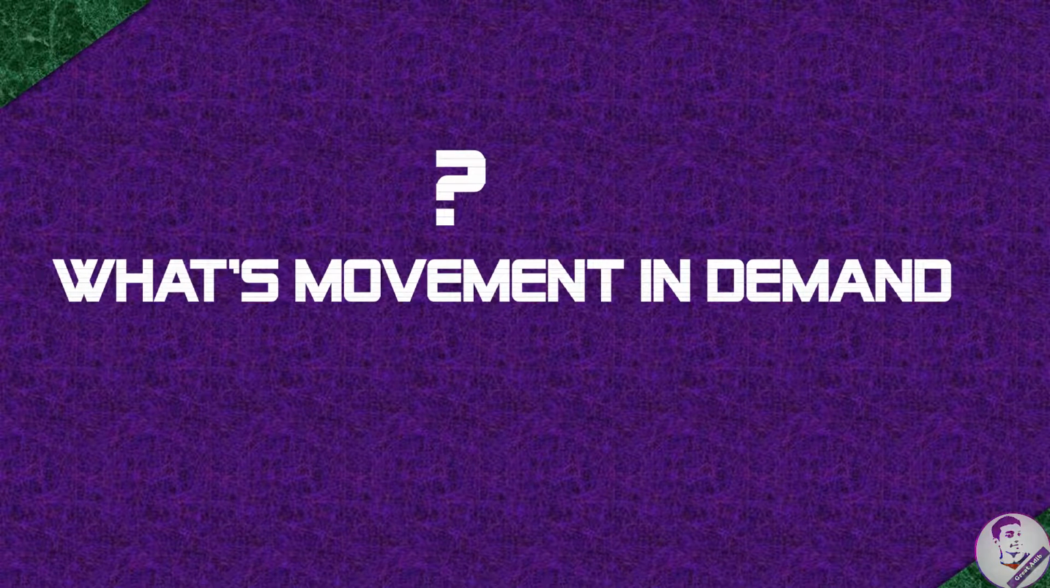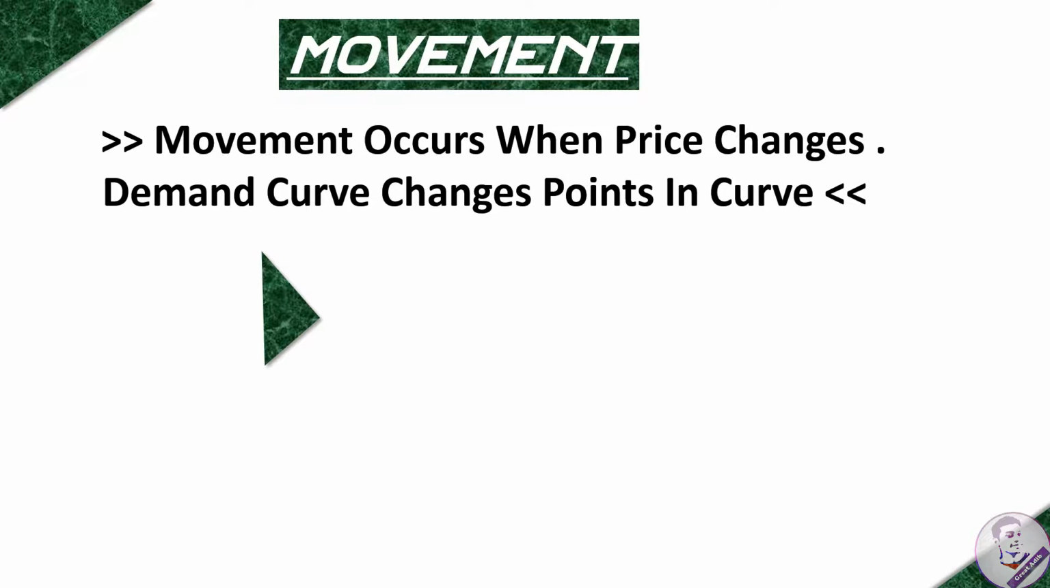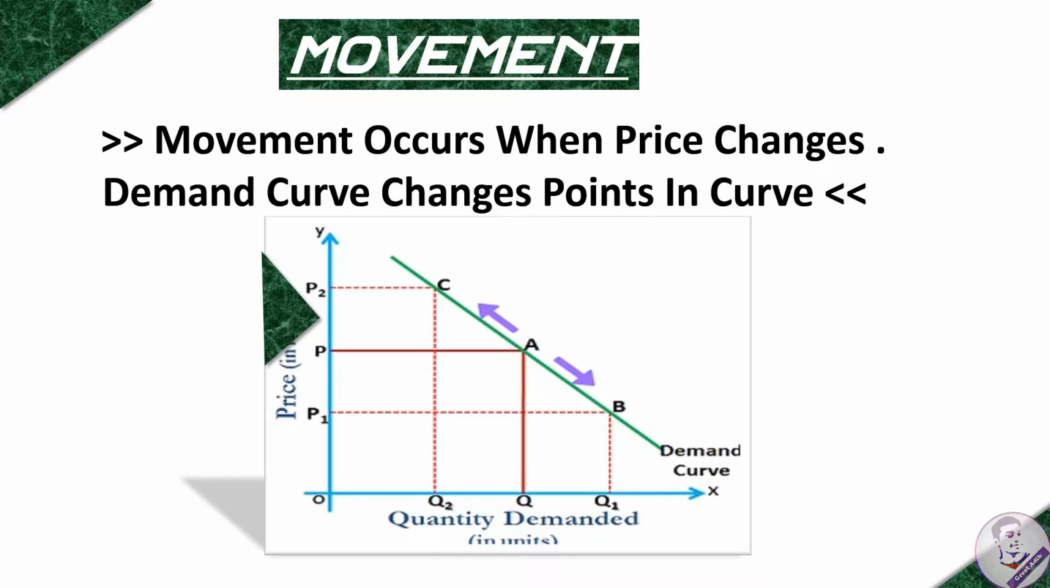Now let's understand what the movement in demand is. So you already know the factors of demand, which can shift the demand curve from the left side to the right side. But there is also a movement in demand. So if you go into more detail, let's understand the movement. Movement occurs when price changes. As I said earlier, when the price changes and varies from one point to another point, the demand curve changes point. As you can see in this graph, when the price is P2, the quantity is Q2 at point C. But when the price is reduced from P2 to P, then the demand increased from C to A point. Okay, when the price decreased another time, P to P1, then we can buy more.